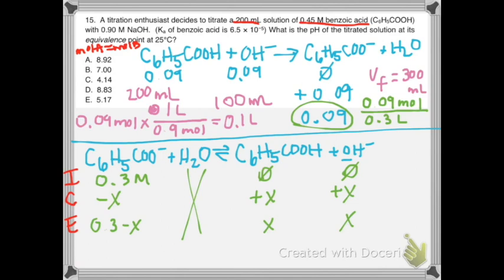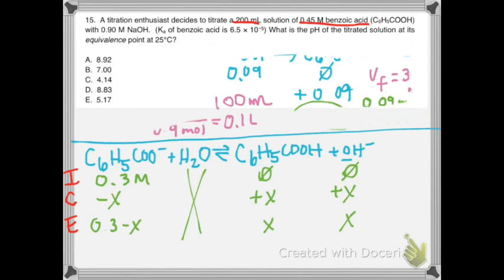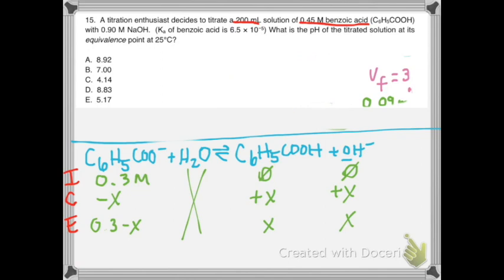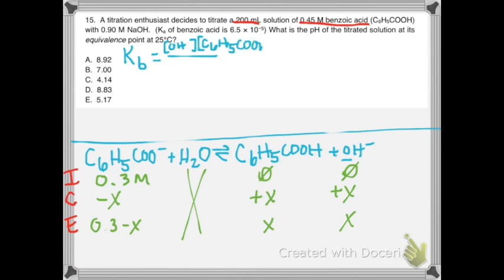Okay, so now that we're here, we need to get our equilibrium expression involved. So we know that for this expression, we have a base reaction, so it would be equal to OH minus, the benzoic acid, divided by benzoate.